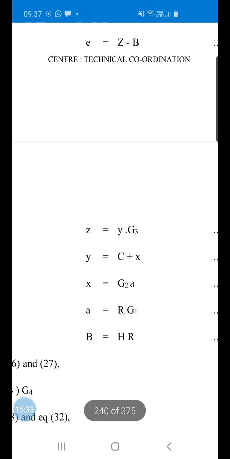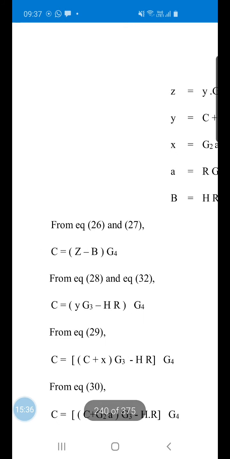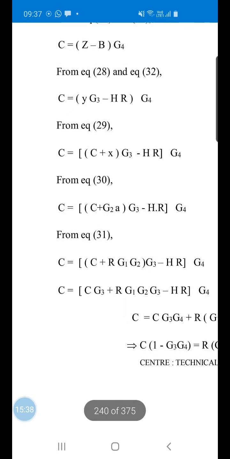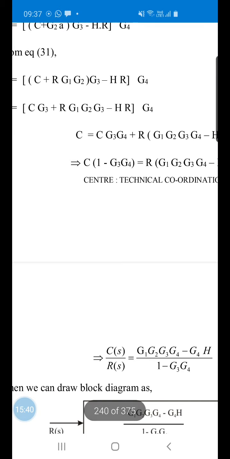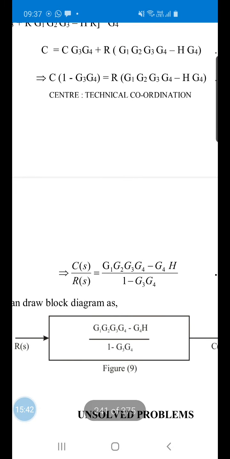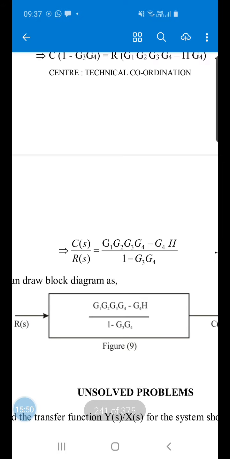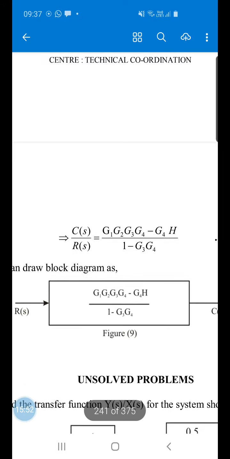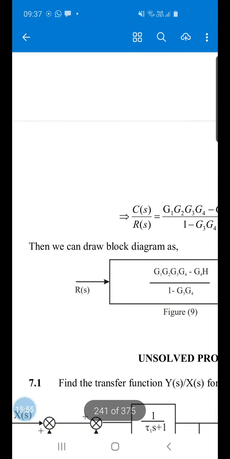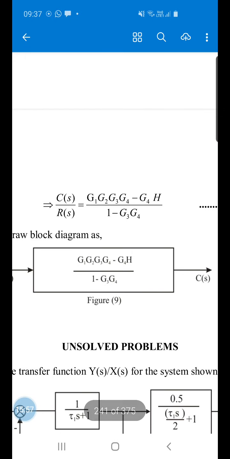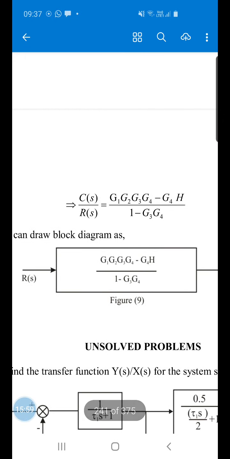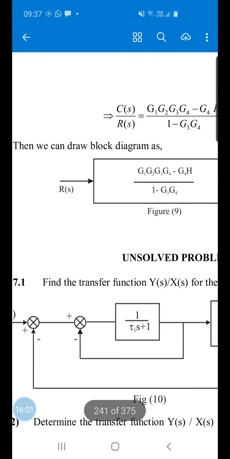So you can write all these equations and again you can combine to find out the value of C. You will get this equation. What you will get? C by R, or C of S by R of S, is equal to G1, G2, G3, G4 minus G4 into H upon 1 minus G3, G4. So this will be your final block diagram. C of S, R of S, and this will be your transfer function.